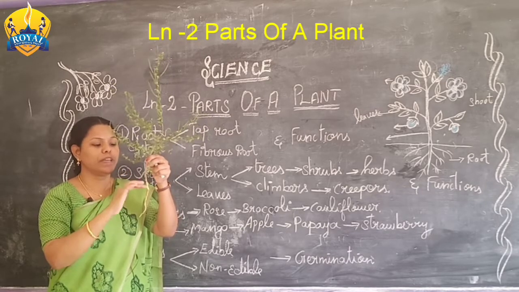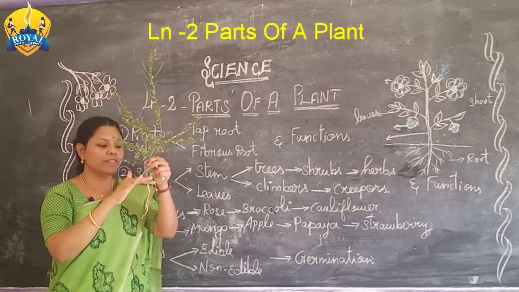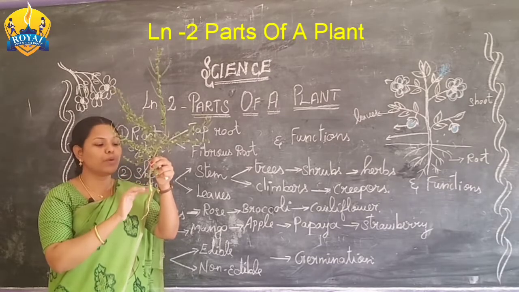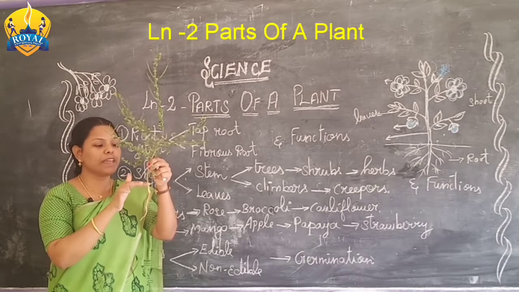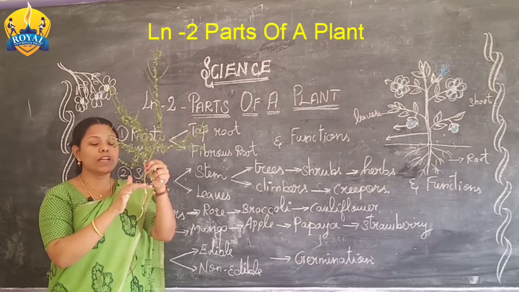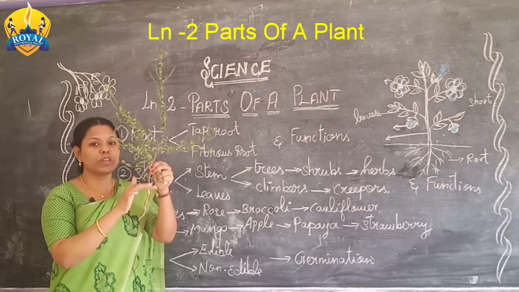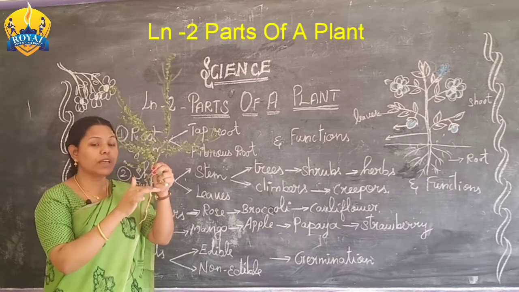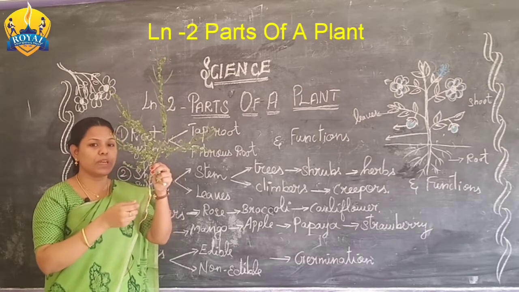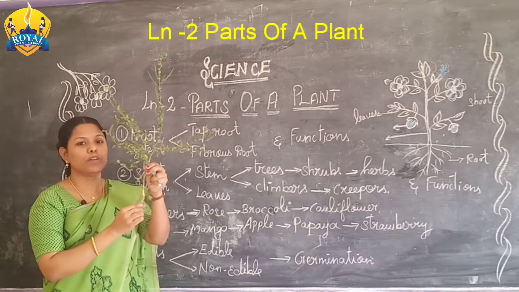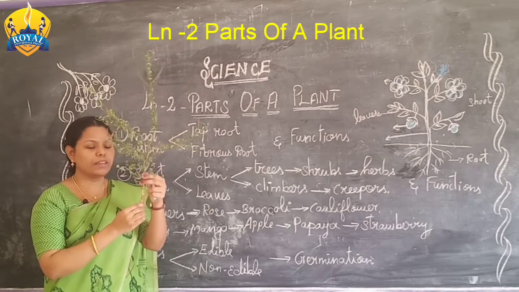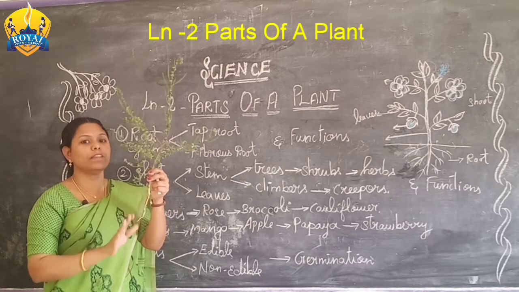The root portion we normally see under the ground. We cannot normally see the root portion of the plant. Only once we pull up the plant can we see the root. Other than that, the root is always inside the ground.